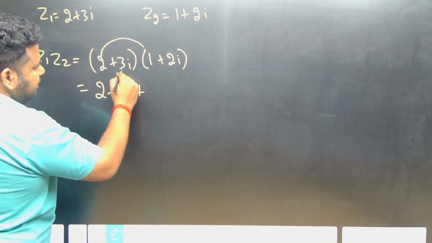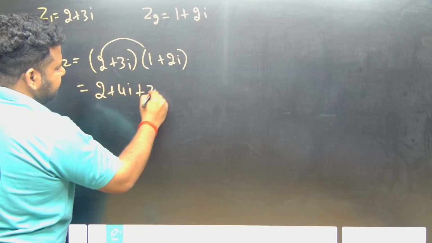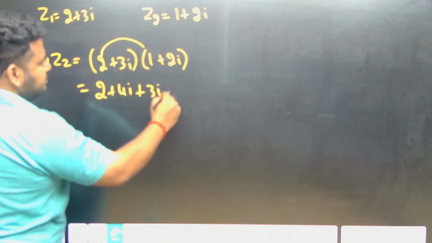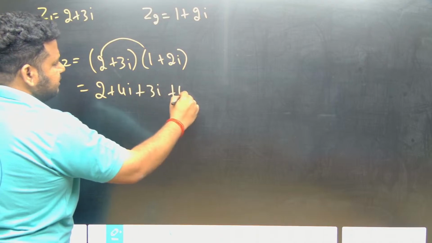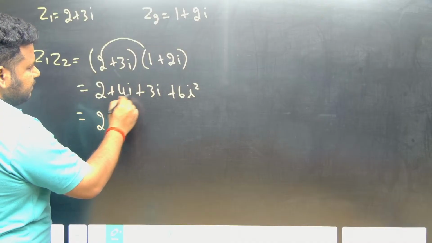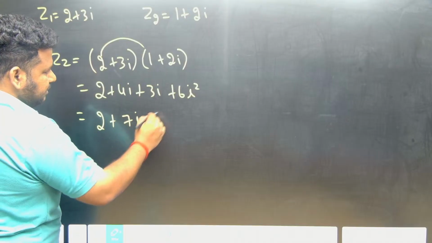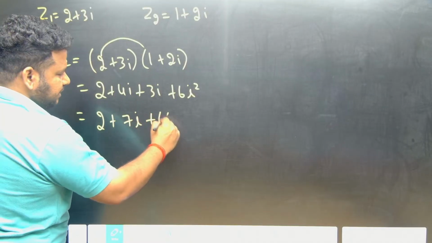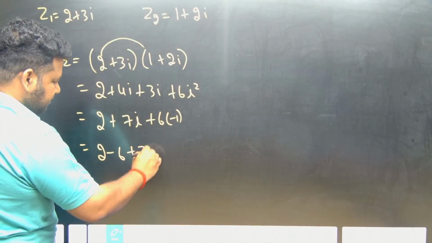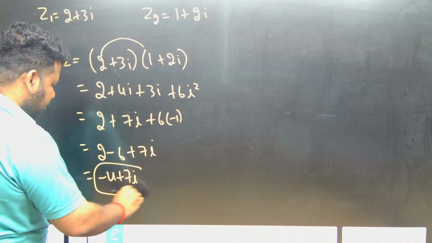Next, 3i into 1, 3i into 2i. So 3i into 1 is 3i. Next 3i into 2i is 3 twos are 6, i into i is i square. Now see here, 2 plus 4i plus 3i, the imaginary part I can add, this will become 7i. Plus 6 into i square is minus 6. So we have 2 minus 6 plus 7i. 2 minus 6 is minus 4 plus 7i. This is the value we will get on multiplying.